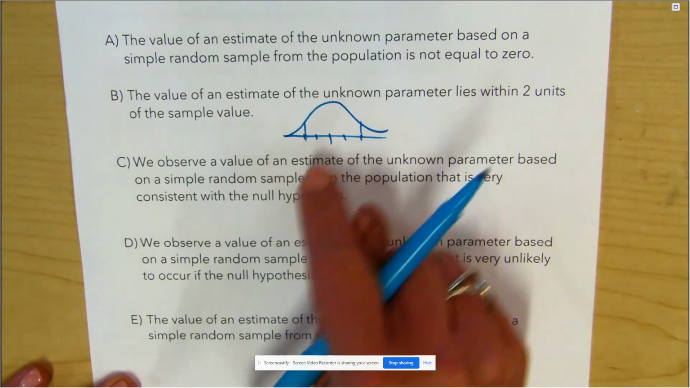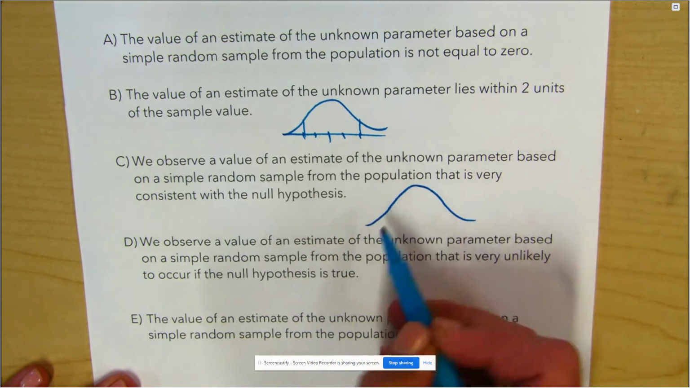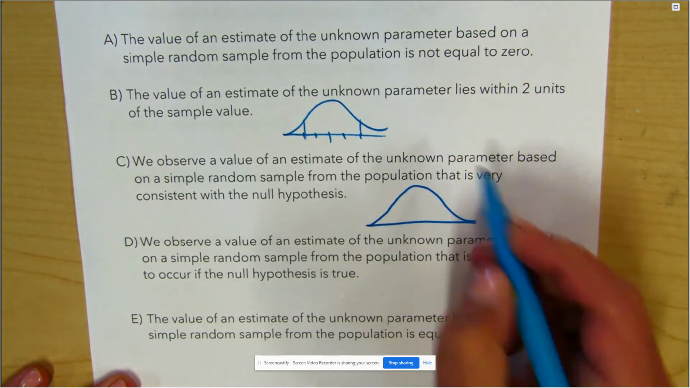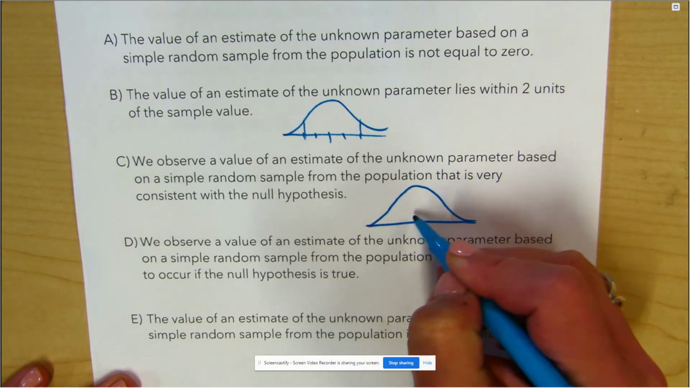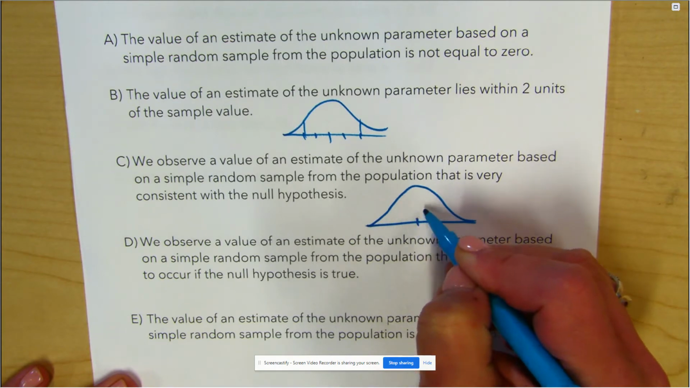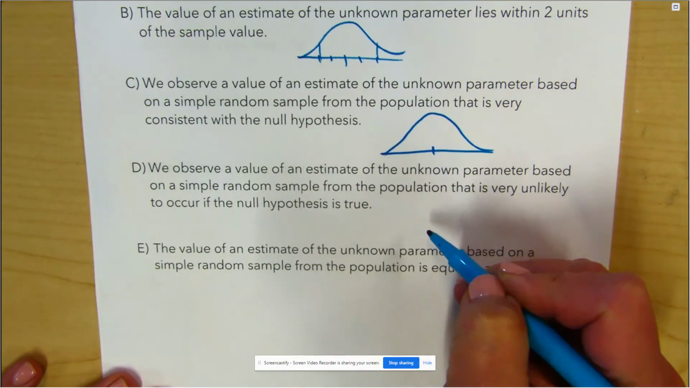Okay. C says we observe a value of an estimate of the unknown parameter based on a simple random sample that is very consistent with the null, which is right in the middle here. Very consistent means it's likely to happen. Well, if it's likely to happen and consistent with the null, we're not going to reject the null. Leading us to our answer D.